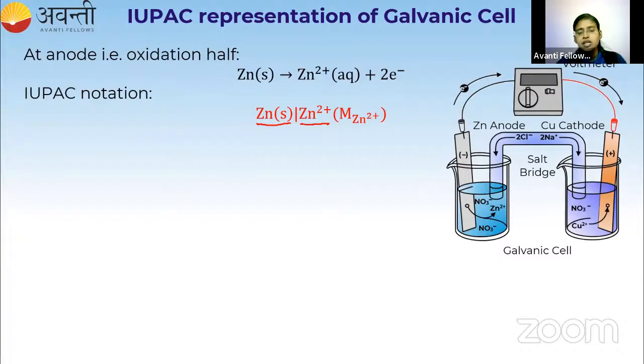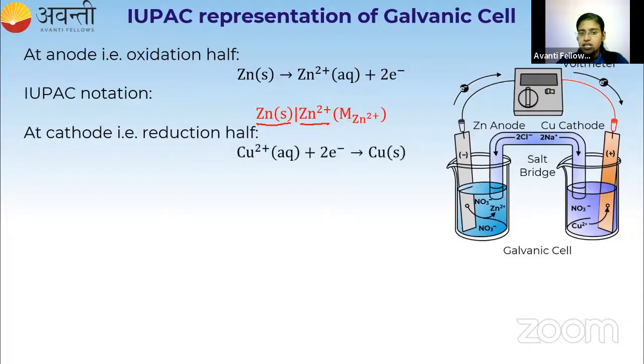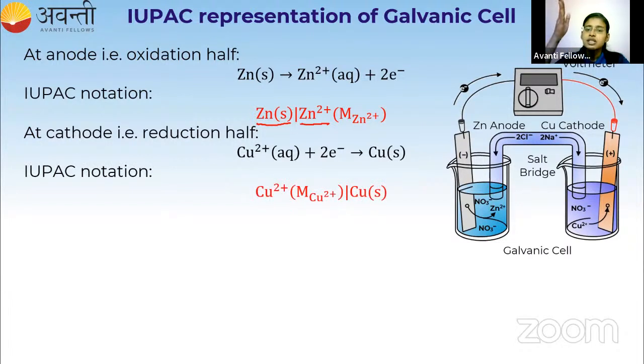And coming to the reduction half reaction, which occurs at the cathode, what is happening here? Copper 2+ is gaining 2 electrons and getting converted to copper. So what I have to do is write Cu2+ first in the IUPAC notation, then give that vertical line, and after that, to the right of the line, write copper.